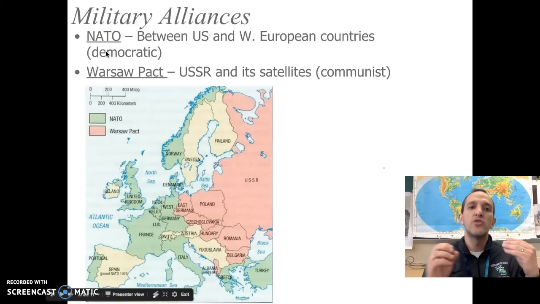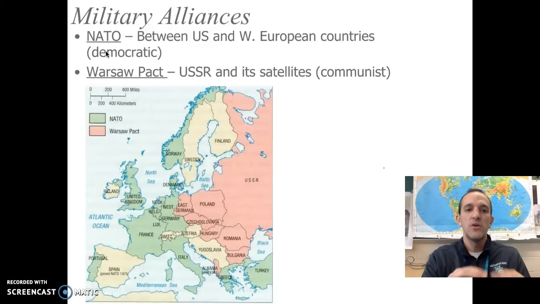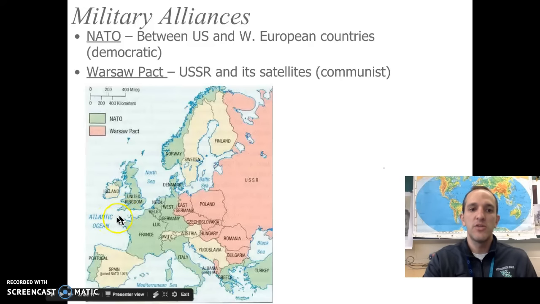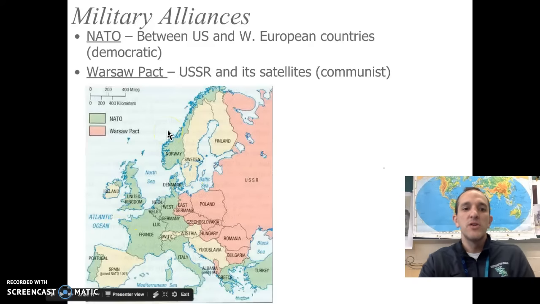And there's going to be 2 alliances that are going to be formed. One is called NATO, which has been in the news lately, especially with the recent presidential election, which stands for North Atlantic Treaty Organization, which is between Western European democratic countries. So they all say to each other, if you're ever attacked, we all have your back. So the United States, it's North Atlantic because across the Atlantic Ocean this way is the United States.